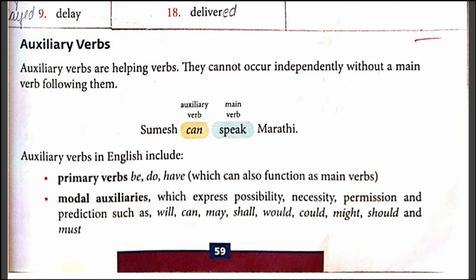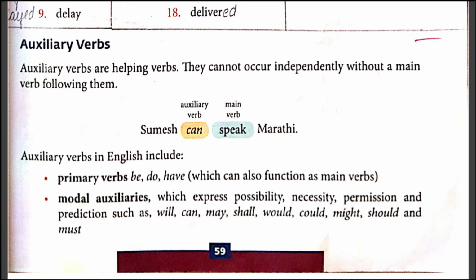For example, Sumesh can speak Marathi. Sumesh here is the noun and can is the auxiliary verb. Speak is the main verb and Marathi is again a noun. So we have two verbs in this sentence, can plus speak. Can is the helping verb, that is the auxiliary verb, and the main verb is speak.